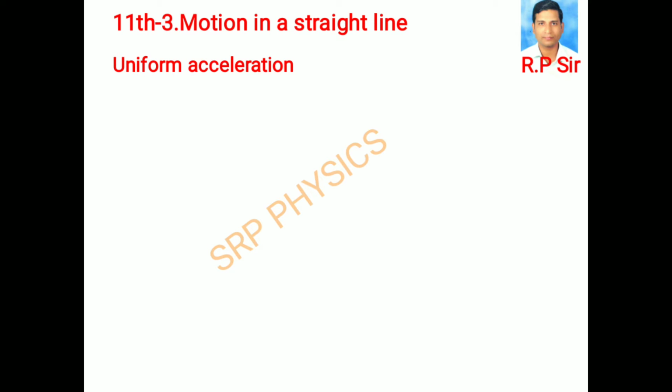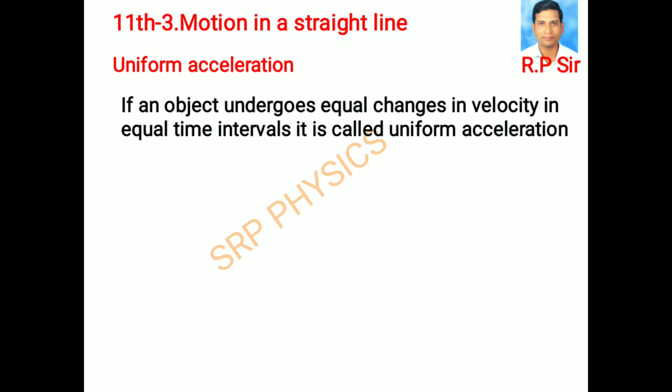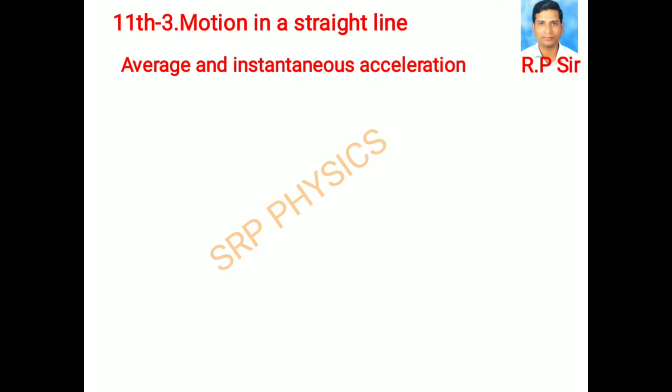Let us know what is uniform acceleration. If an object undergoes equal changes in velocity in equal time intervals, it is called uniform acceleration.